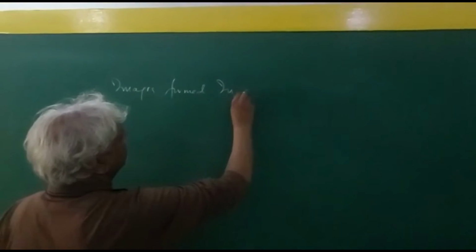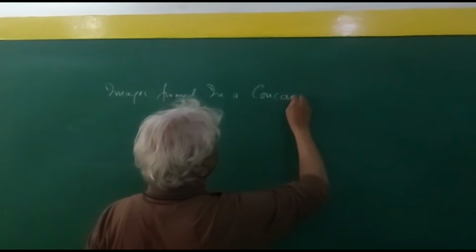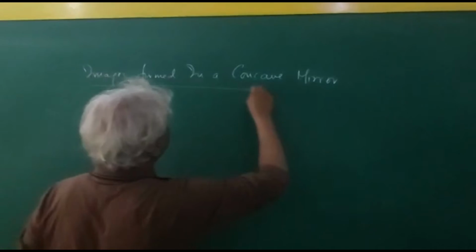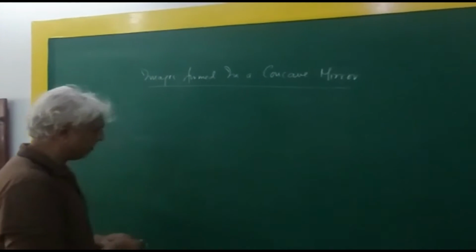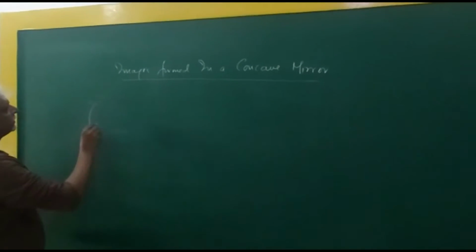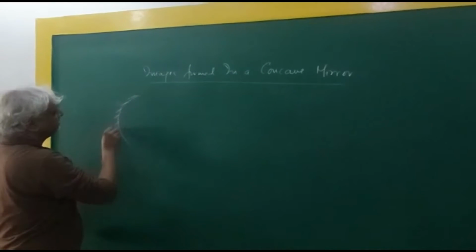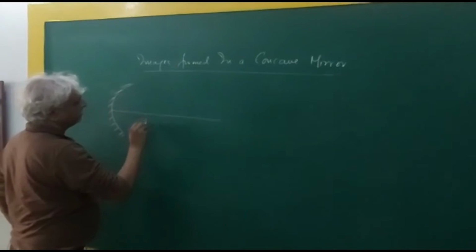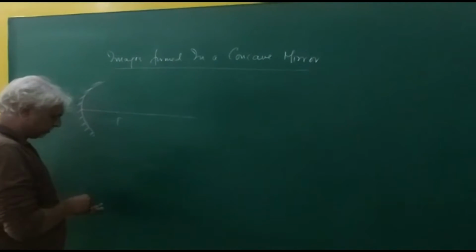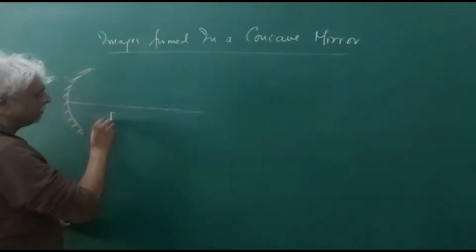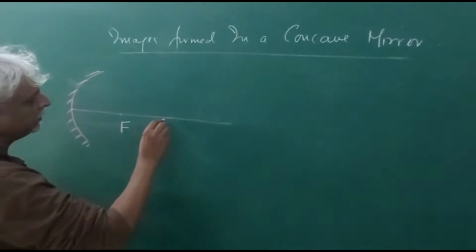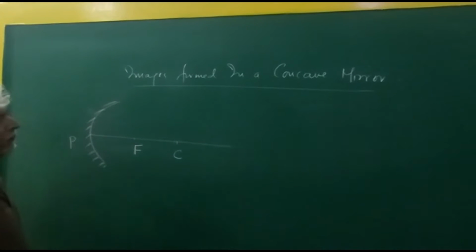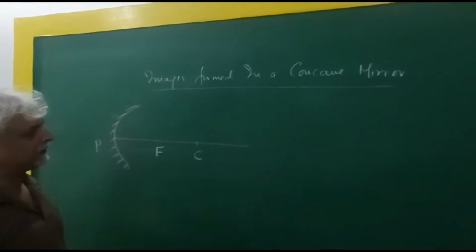Last time we were discussing images formed in a concave mirror. I had mentioned that if you have a concave mirror, this is the concave mirror, this is the principal axis. F is the principal focus or the focal point, C is the center of curvature, and P is the pole of the mirror. And we discussed three cases.